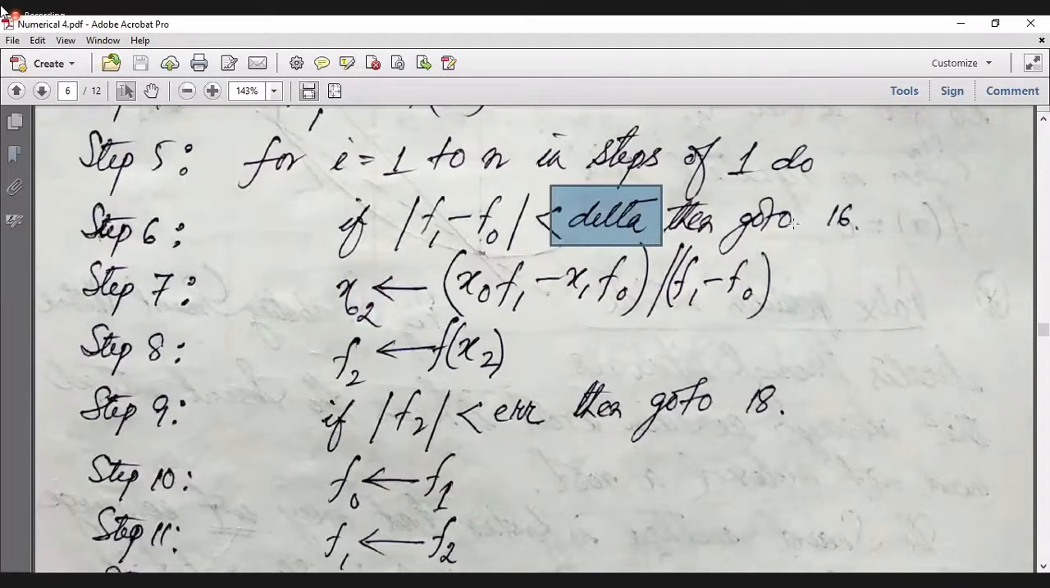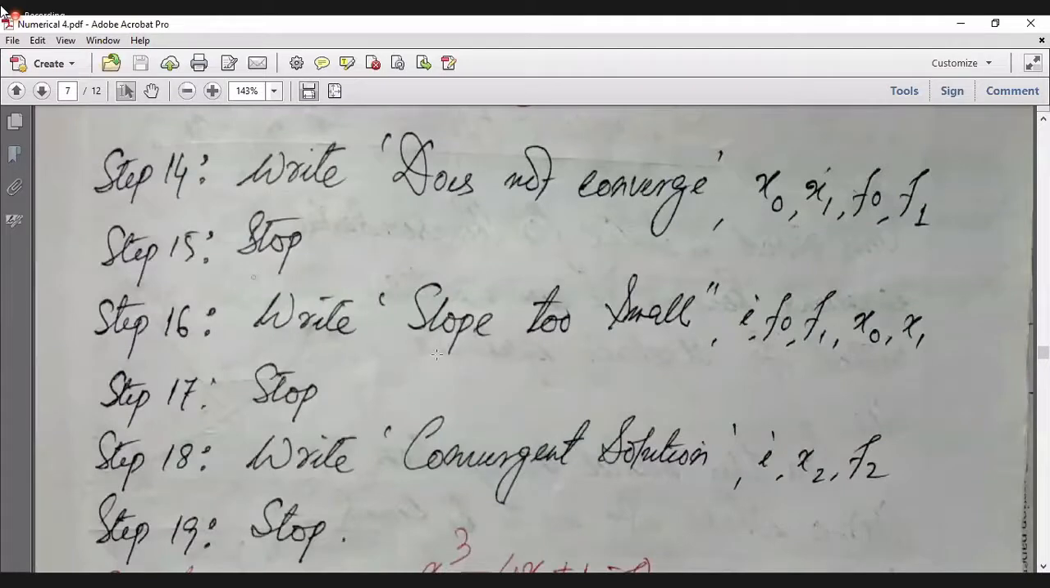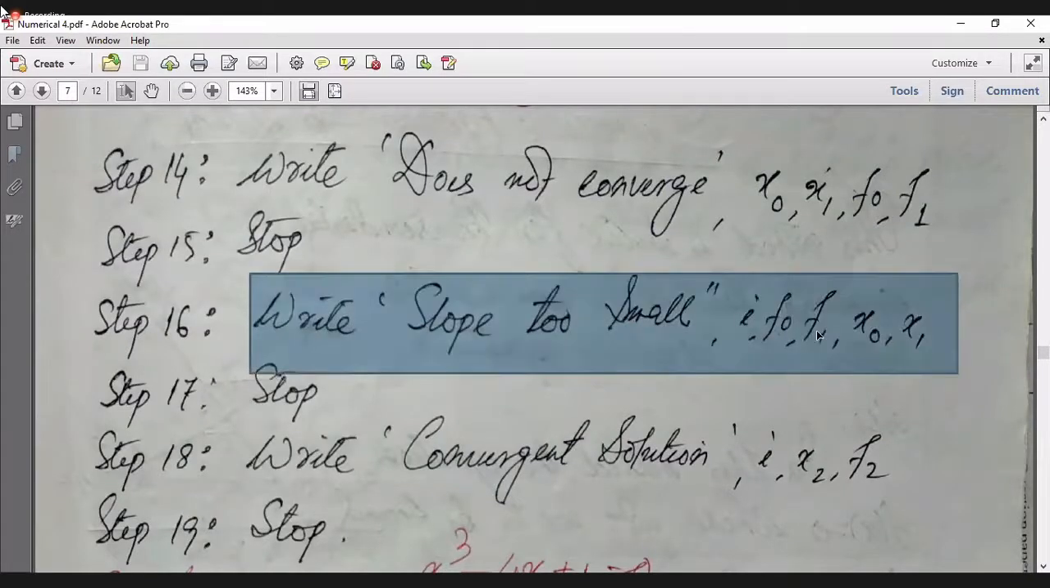If the value is small, then go to the print statement. This is again another termination criterion. So here, the slope is too small, and we stop the iteration. Here you print the value of x naught, x1, f of x naught, f of x1, and the number of iterations i. You print all the information here.